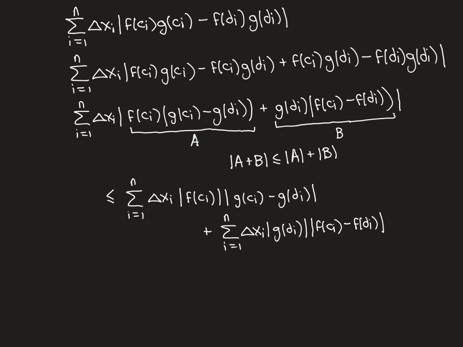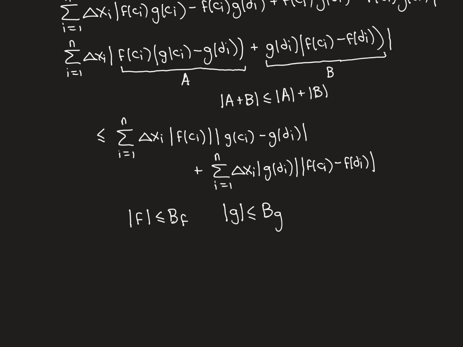Plus, and I've done the same thing here, we've got the sum from i equals 1 to n of delta xi times, and then we've used the fact that the modulus of a product is the product of the moduli to write this as the modulus of g evaluated at di times the modulus of this bit, f at ci minus f at di.